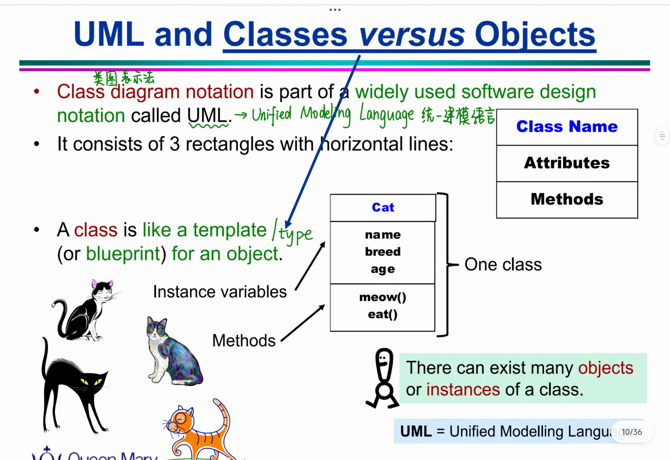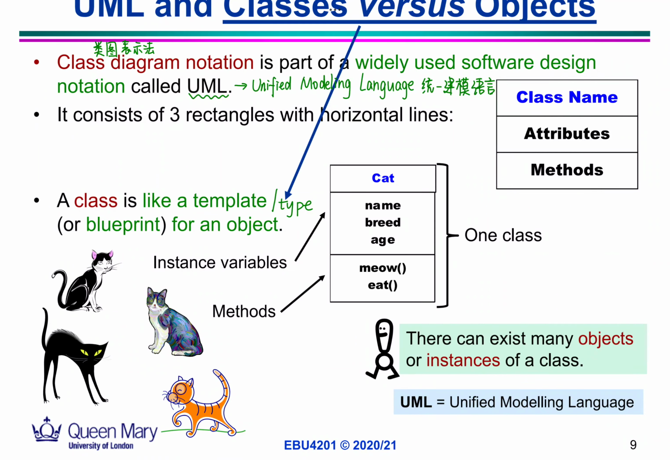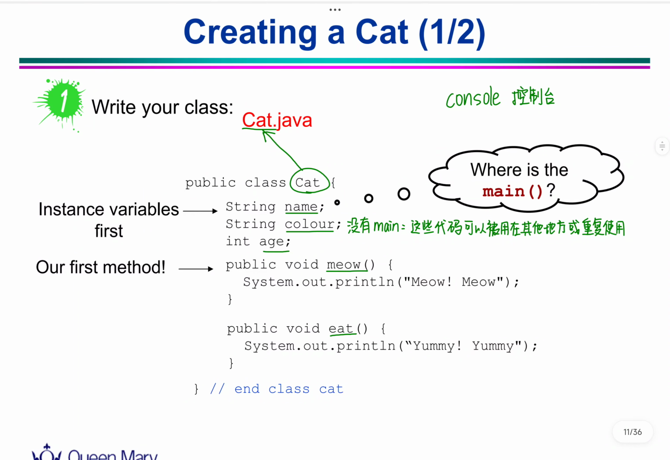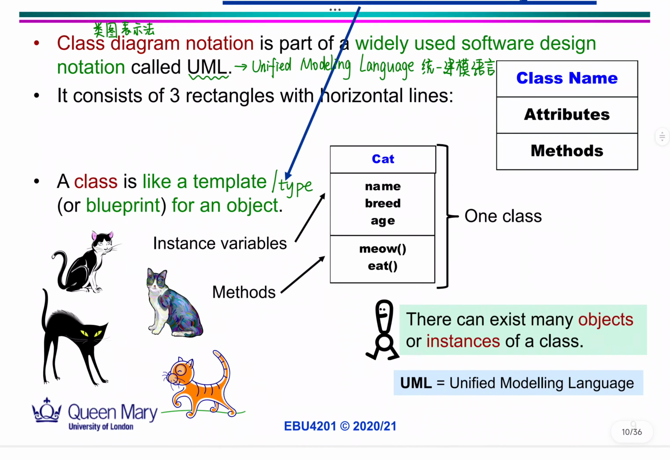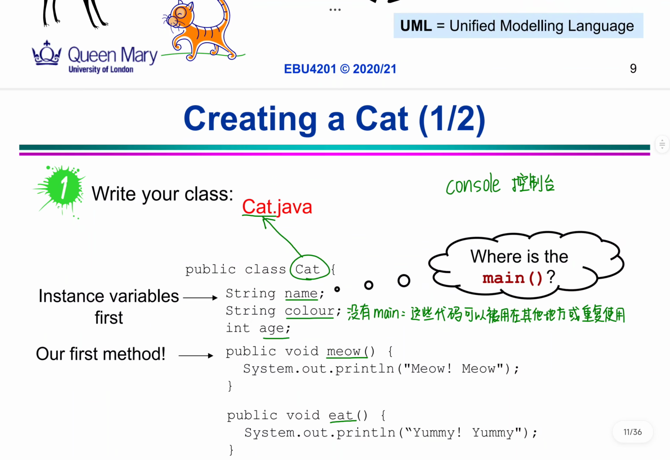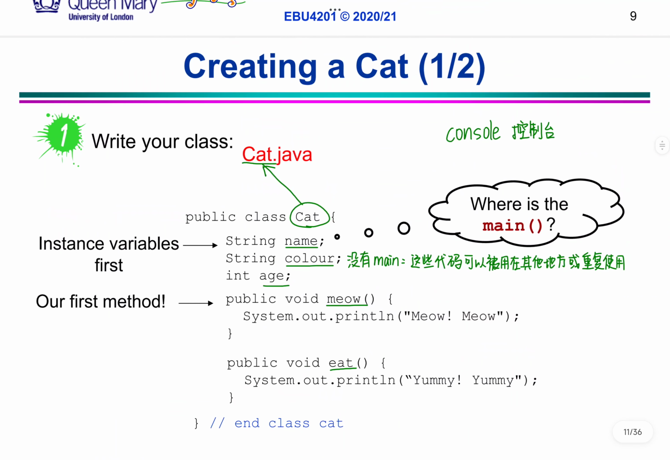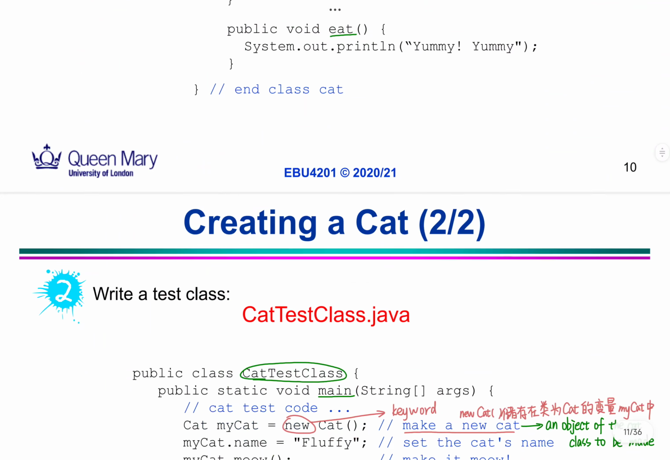UML means Unified Modeling Language. It's an obvious representation of the class diagram notation. And there are three parts: class name, attributes, and methods. So here we go to create a cat. Now there are instance variables, class name, attribute, method, and these are variables for the instance variable rather than the object variables.